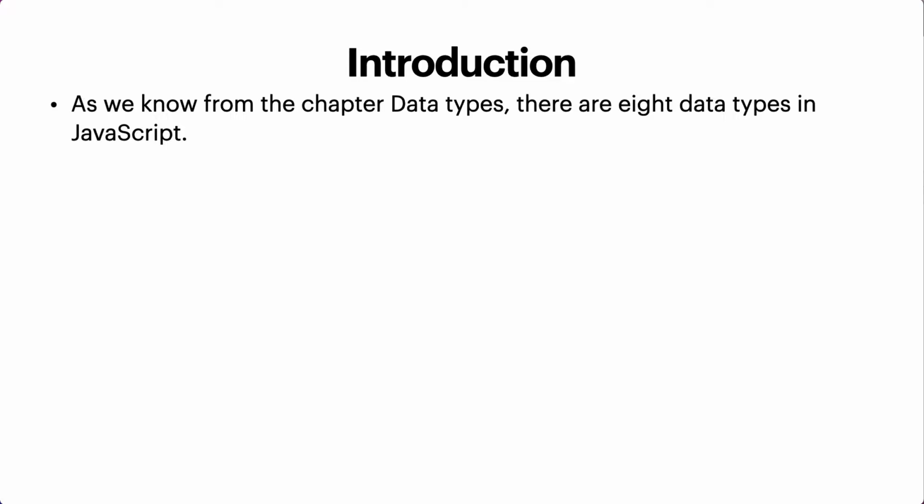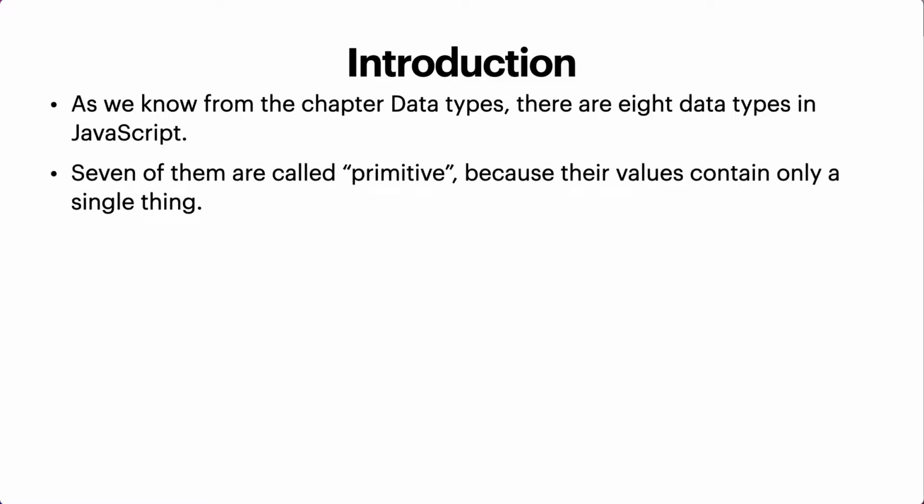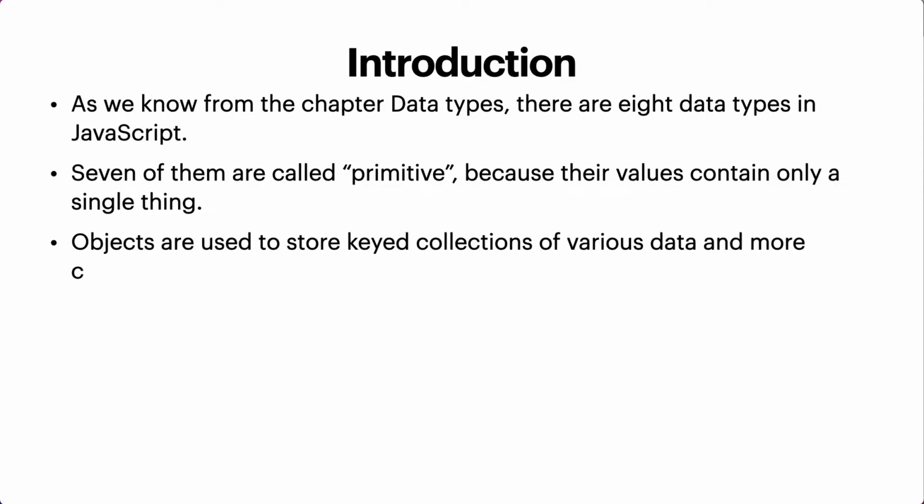As we know from the chapter on data types, there are 8 data types in JavaScript. 7 of them are called primitive data types because their values contain only a single thing. So for example, if we have a variable that is of type string, then it can only have a value of string type. It cannot have a boolean type value or a number type value.